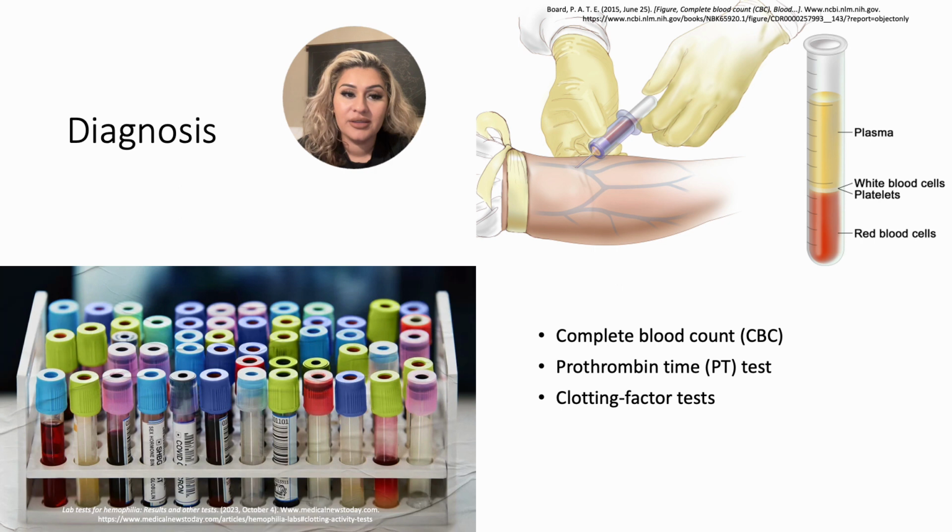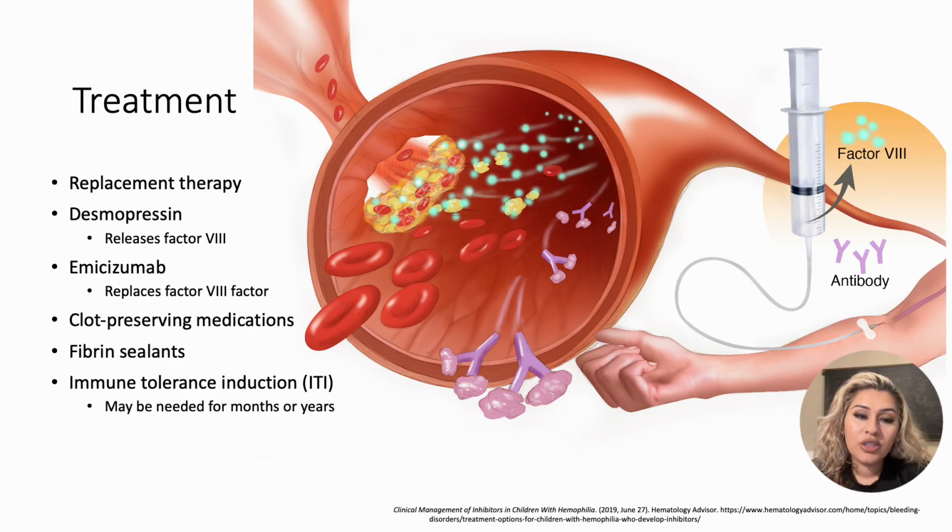If you have hemophilia symptoms, your provider will ask you about your family's medical history and do the following tests. A complete blood count to measure and study your blood cells, prothrombin time test to see how quickly your blood clots, and clotting factor tests which reveal a clotting factor deficiency and determine how severe the hemophilia is.